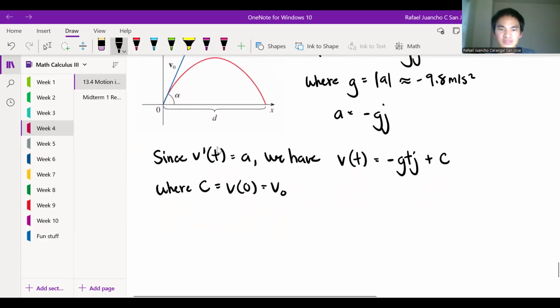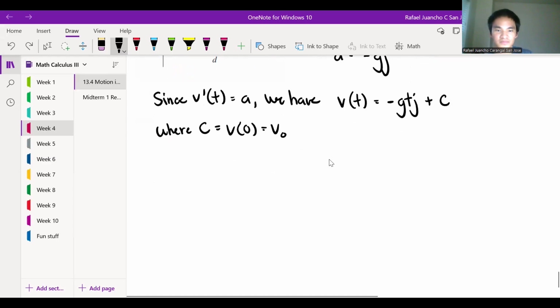And basically here we just took the antiderivative of this thing in terms of t. And so we get t here. We leave this negative g alone because that's constant. And we add some constant c. So we actually integrate a here to get our v of t function, our velocity vector function.